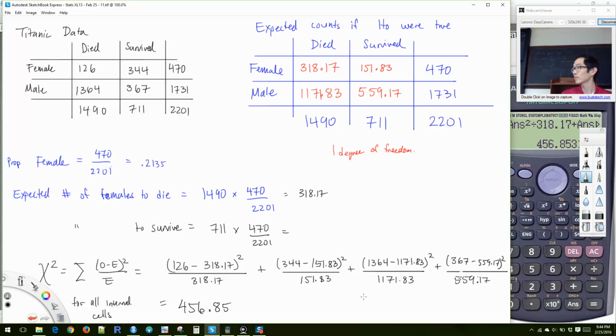Is this okay? I guess I should write the formula for the expected. A quick way to do this is to say you do your column total times the row total divided by the grand total. But you can see that this is exactly what we did. We said the proportion of females is 470 over 2201, which is the row total divided by grand total. If that's the proportion of females, we expect that many of the people who died to be female. So we multiplied 1490 by that, which is effectively what we've done here.